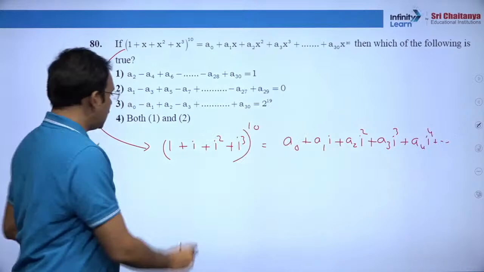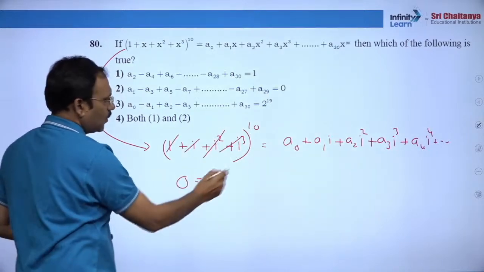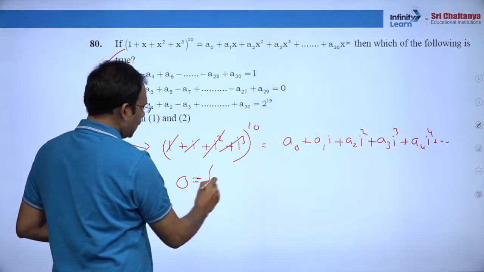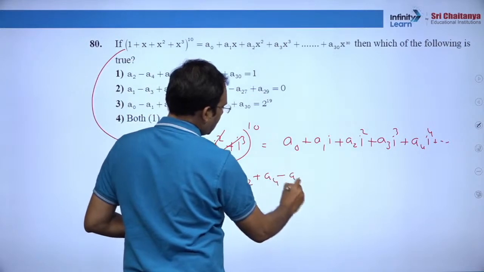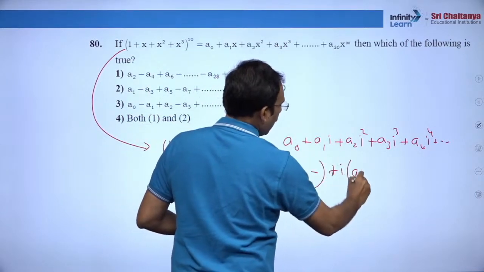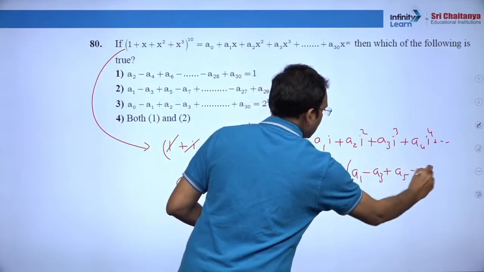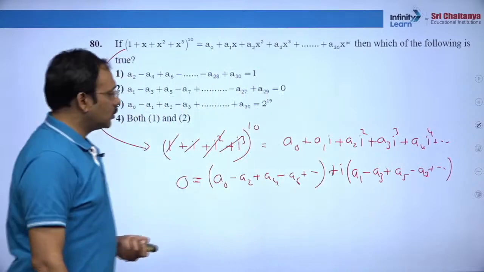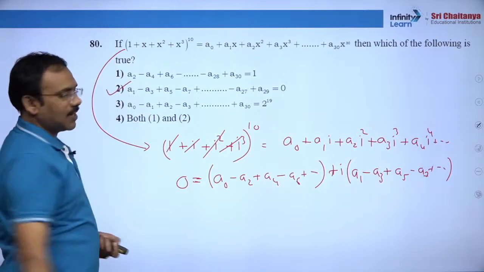You see, my dear friends, i square is minus 1, i cube is minus i, so the left side is 0. It is equal to, you can write, the real part a0 minus a2 plus a4 minus a6 like this, plus i into the imaginary part a1 minus a3 plus a5 minus a7 and so on. So the real part must be 0, the imaginary part must be 0. So the second option is correct.